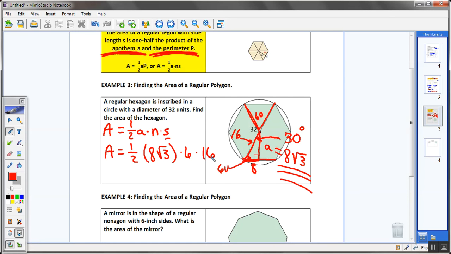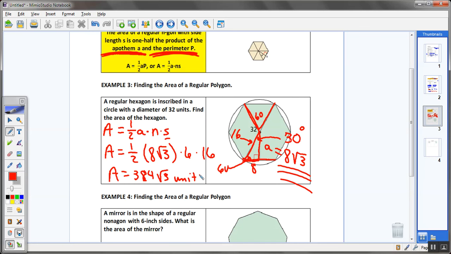So let's do this, kids. What is half of 8? 4 times the 6 would be... Somebody run 24 and 16 for me. 384? Yeah. So this area would be approximately or exactly 384 times which root? Times the square root of 3 square units.